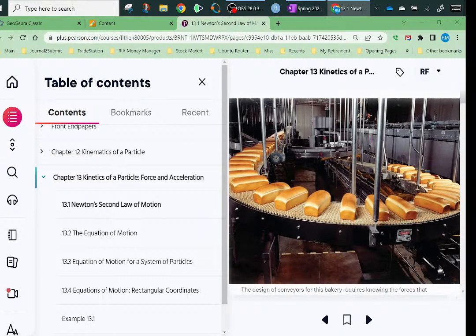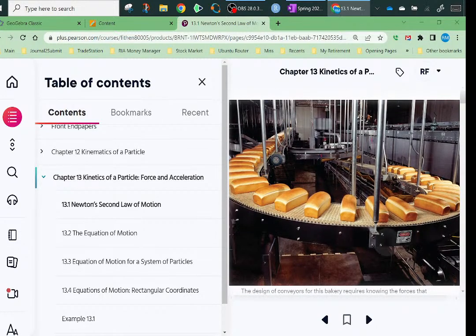Look at that. I ate some of that this morning.